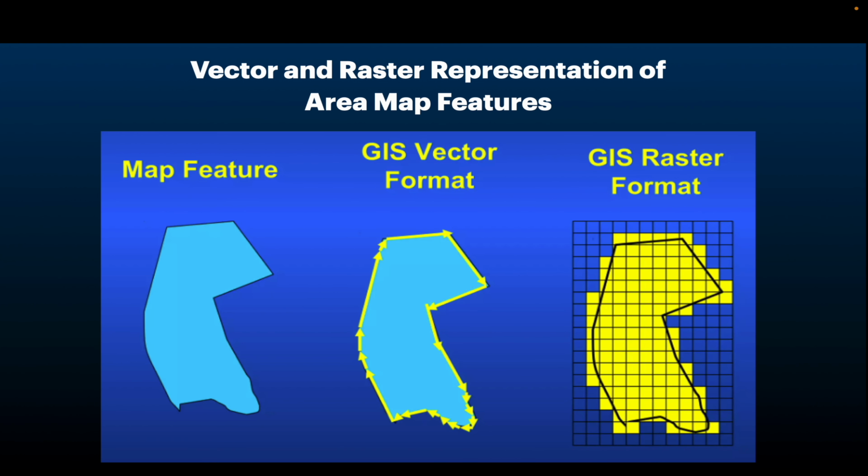So this is the polygon, or the representation of the area. The same thing can be done with the area. This is the actual area, and the GIS vector format in the form of a polygon, and the same in the form of an image having the pixel or the cell.